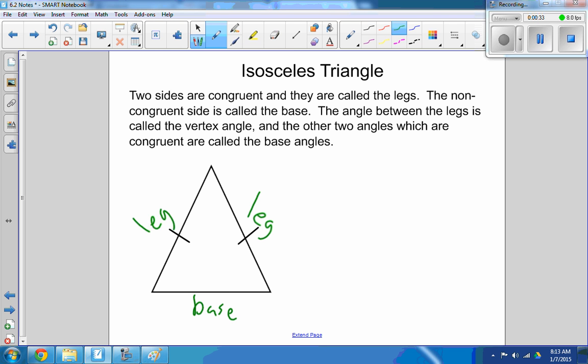The angle between the legs, which is this angle, is called the vertex. And the other two angles, which are congruent, are called the base angles. So that is all the properties there. You got the vertex, the legs, the base angles, and the base.